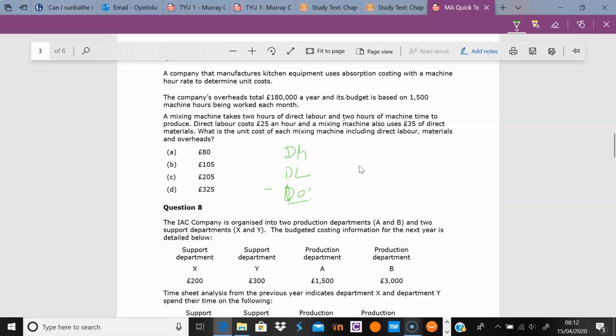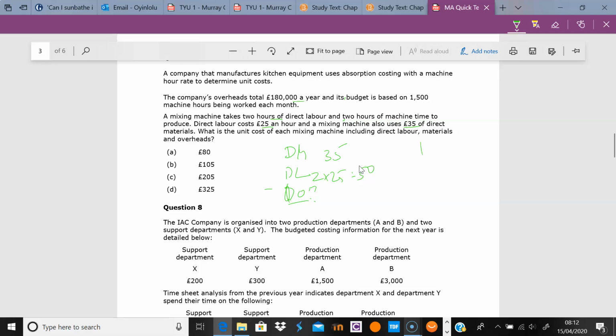So first of all, let me just look at materials. Straightforward. It says it uses 35 pounds of direct materials, 35. Direct labor is 25 pounds an hour, and it tells us they do two hours, so 2 times 25, and that's 50. The problem here is what's the direct overhead?